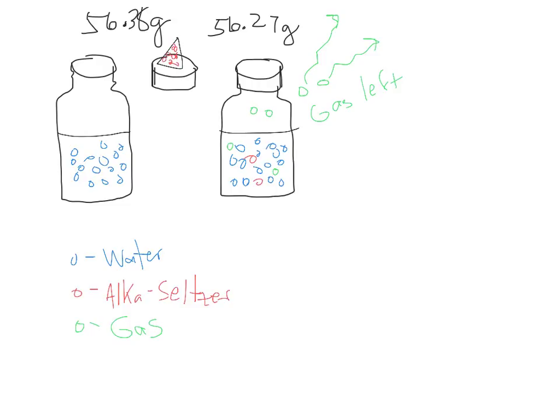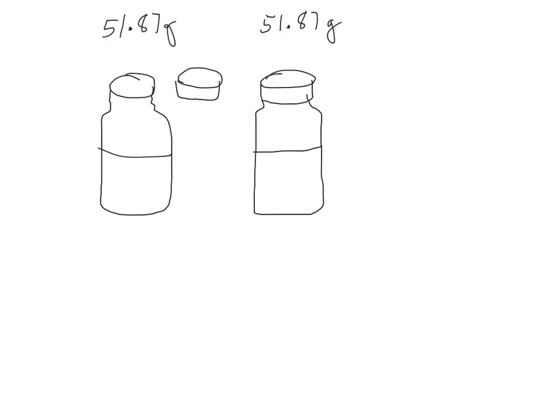Okay, here we go. Now, I noticed a couple of people, there's not one of these in every class, but a couple people had the Alka-Seltzer numbers stay the same. How could your Alka-Seltzer numbers have stayed the same? Any thoughts or ideas on that? Well, I hope you're thinking what I'm thinking.